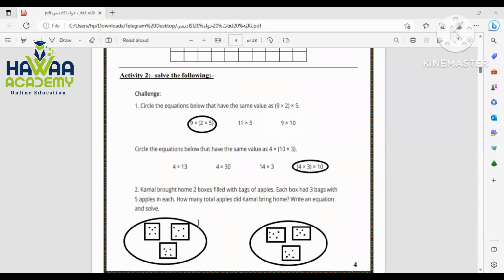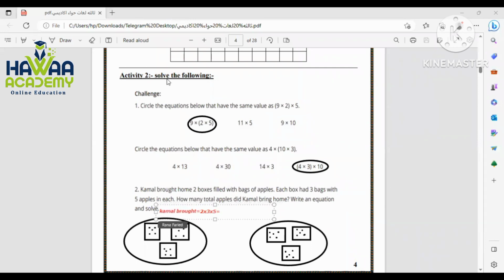Write an equation. So the equation will be 2 boxes. In each box we have 3 bags, and in each bag we have 5 apples. So the equation will be 2 times 3 times 5. So Kamal brought equals 2 times 3 times 5.